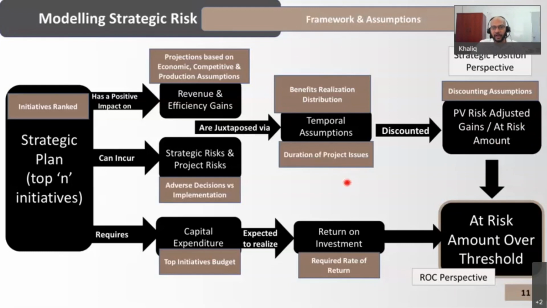What we need to look at is that these same strategic initiatives will have a capital budget. You would have budgeted some money for technology, training, etc. And that budget is expected to realize some return on investment. When you match that required return on investment with your present value of your risk-adjusted gains, you can then determine if and where you fall over some threshold that you've set for yourself. So I'm going to go into a bit more detail now in terms of this entire process.